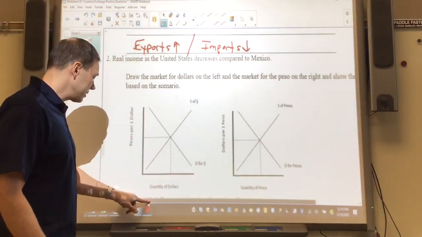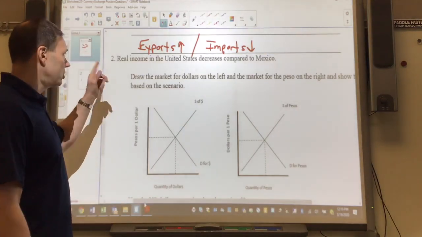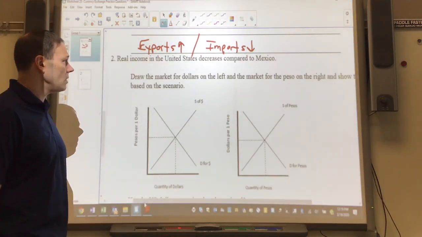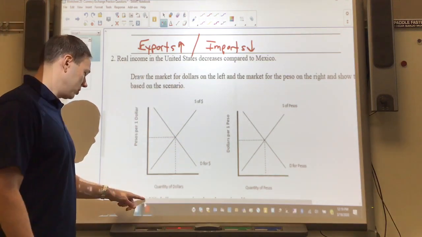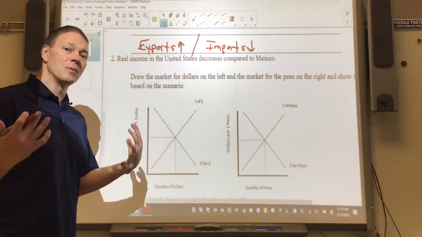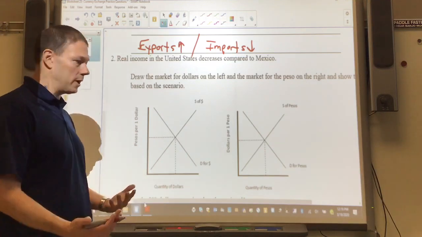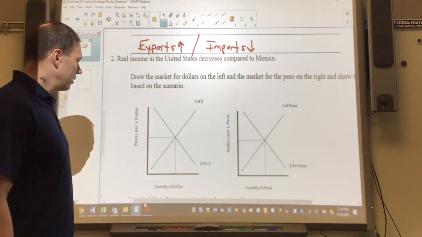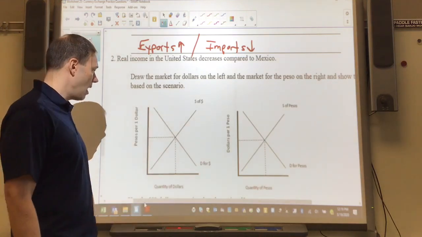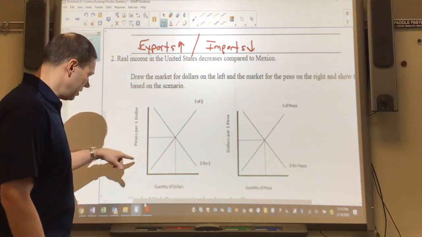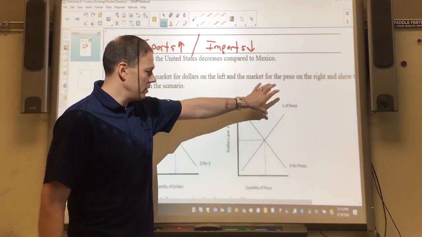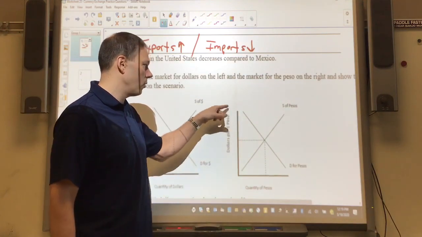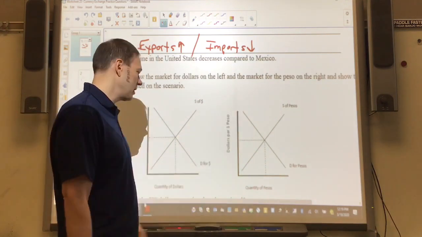All right. So a second shifter, we talked about changes in real income. And so real income in the United States decreases compared to Mexico. Okay, so in other words, Americans are not making as much money. So we're going to look at it from the perspective of the dollar here. Again, key ingredient, pesos per $1. Just like when we talk about the peso market, now it's dollars per 1 peso. Whatever market it is, what comes second.